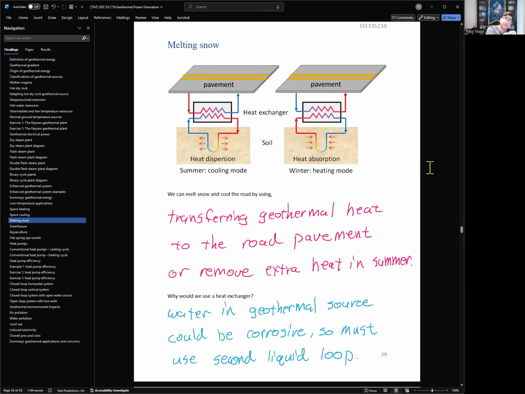So that's space heating and cooling. Next thing we have is melting snow. We don't really get it here in California, but in the northern areas, you might have snow or rain. It's cold, it might freeze up, and you'll have slick ice on the pavement or just too much snow. Can't really drive a car on top of that.